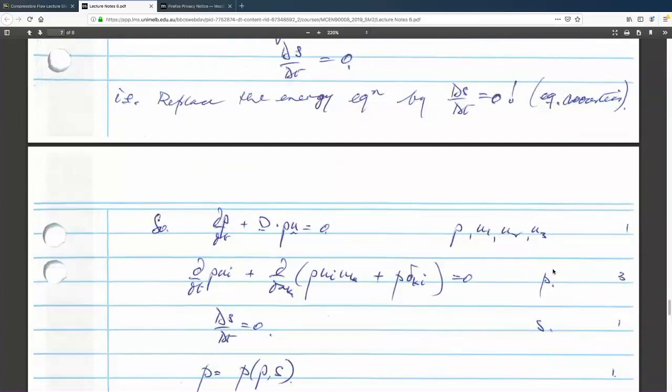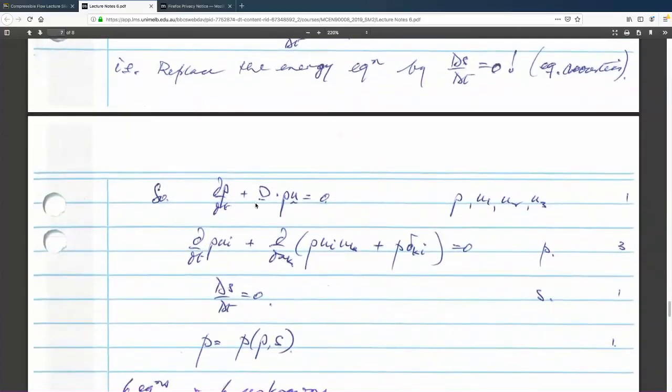So our equations then become d rho/dt plus the divergence of rho u, that's conservation of mass, and that gives us 4 unknowns, rho, u1, u2, and u3. And it's one equation and 4 unknowns. The next equation is the momentum equation, which is for each component d/dt of rho ui plus d/dxk of rho ui uk plus p delta ki equals 0. And there's a new variable now, p, but that's 3 equations because there are 3 components. i is 1, 2, or 3.